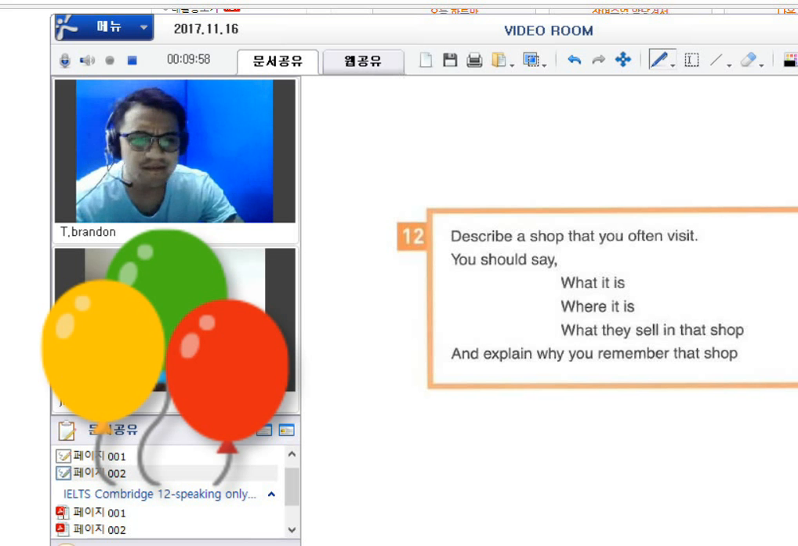Describe a shop that you often visit. You should say what it is, where it is, what they sell in the shop, and explain why you remember the shop. Yes. So that is somehow related to our discussion. We're talking about clothes and all those things about money. So kindly describe a shop that you often visit. It should be a physical shop, not an online shop. Okay. Because it says there that you cannot say online.